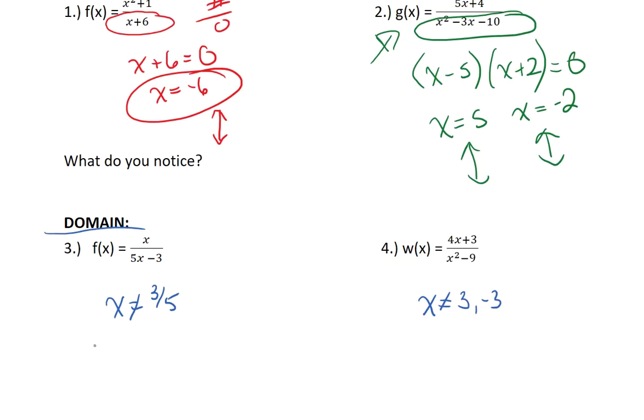We could write this a number of different ways. One way, when we talk about interval notation, is -infinity to 3/5 union 3/5 to infinity. But what we can do right here is we can just say the subset x such that x is a real number and x cannot equal 3/5. And then the same thing would be true with number 4.